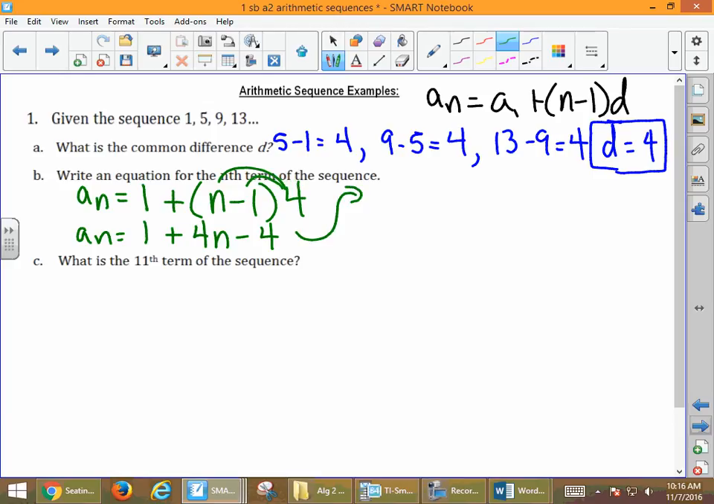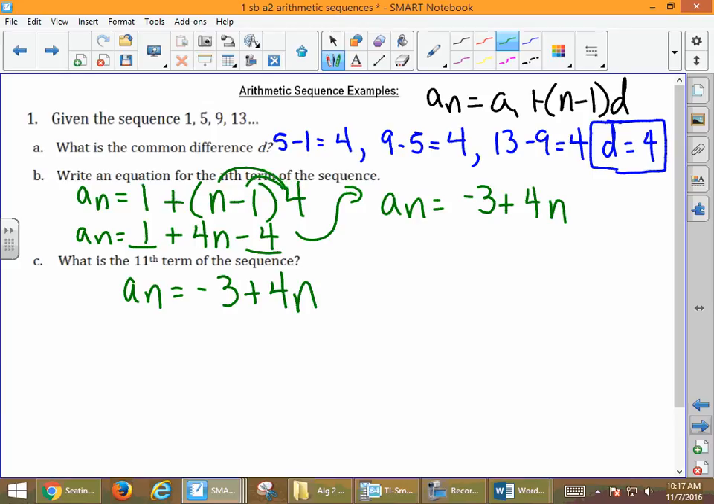And then when we combine like terms, we've got 1 minus 4, we get a sub n equals negative 3 plus 4n. That's an equation for our nth term of the sequence. And once we come up with that value, which I should have just written here in this space, negative 3 plus 4n, the question now says, well, what is the 11th term?